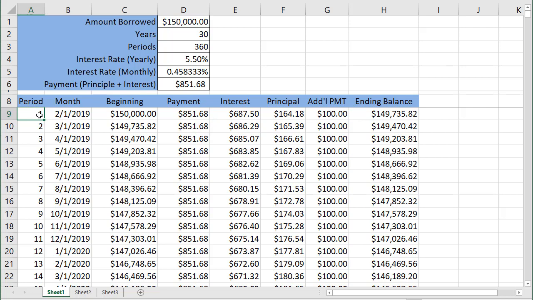So that's how this table works. If you ever have any questions, feel free to ask.